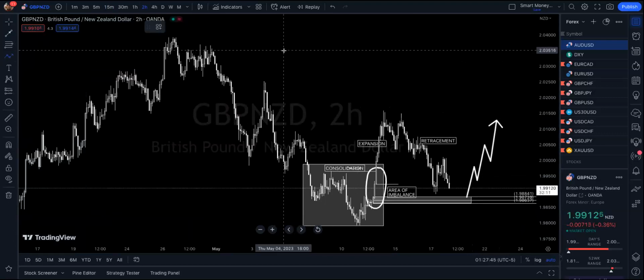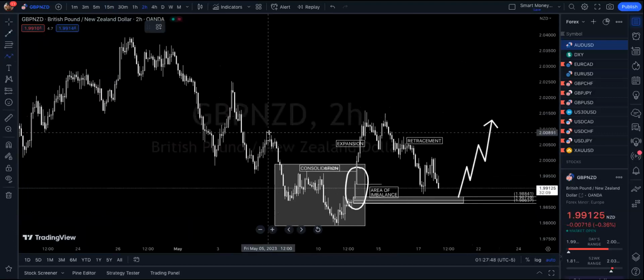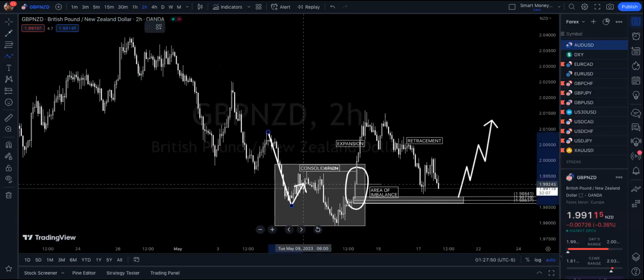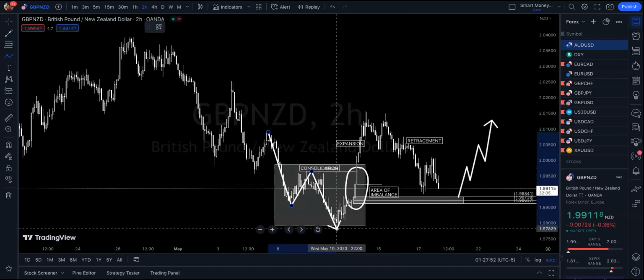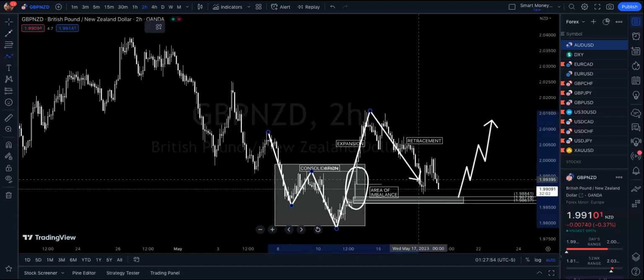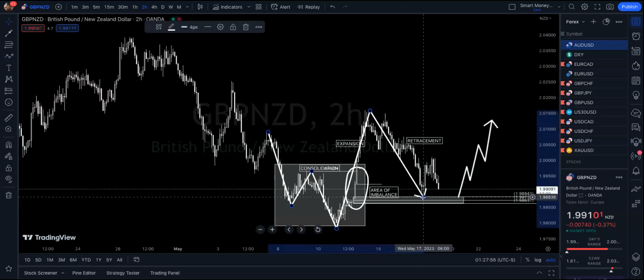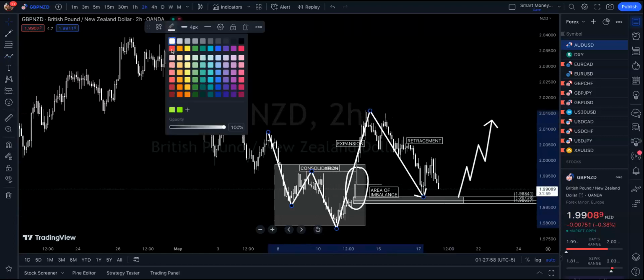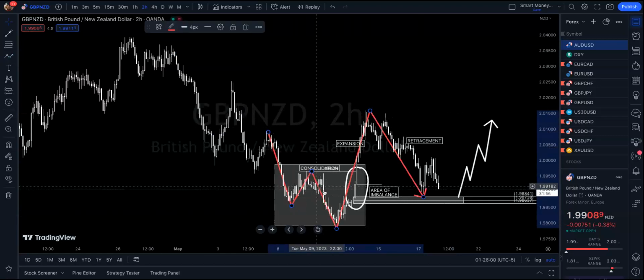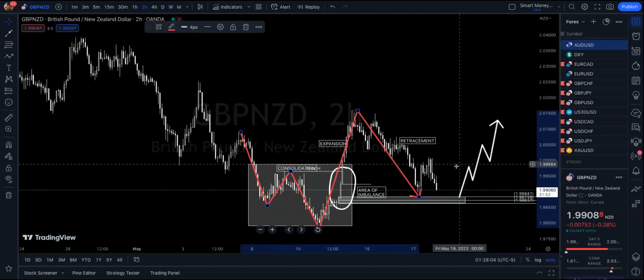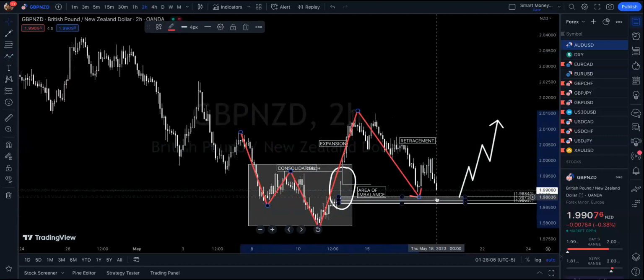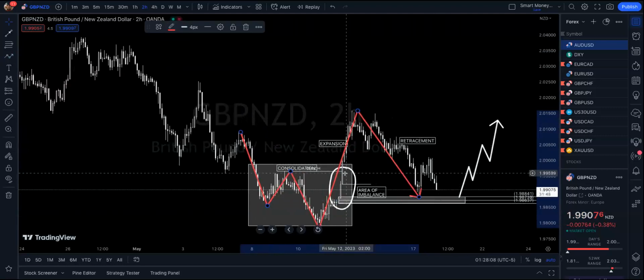I'm going to show you how I like this. Boom, boom, boom. Let's make it red. See that? See this pattern? This is the same exact pattern we want to see when price gets down into this zone. It's just on a smaller time frame.